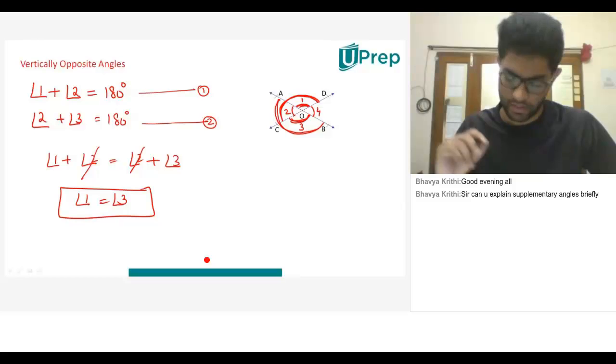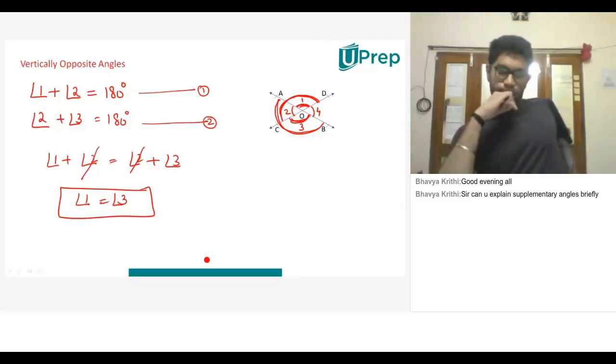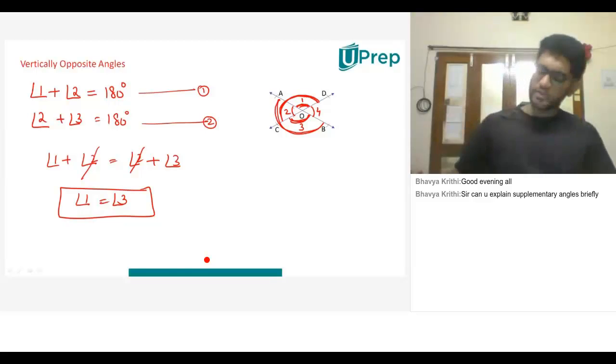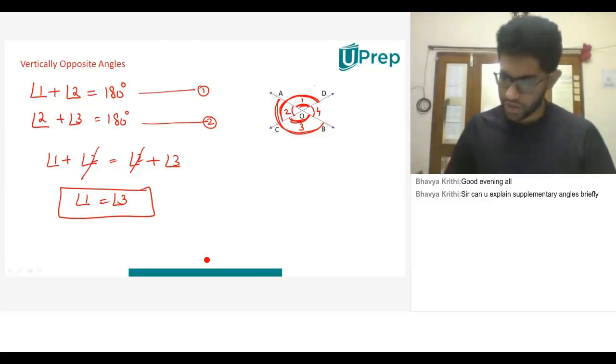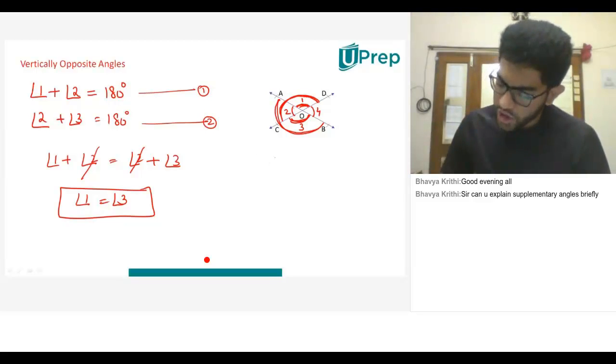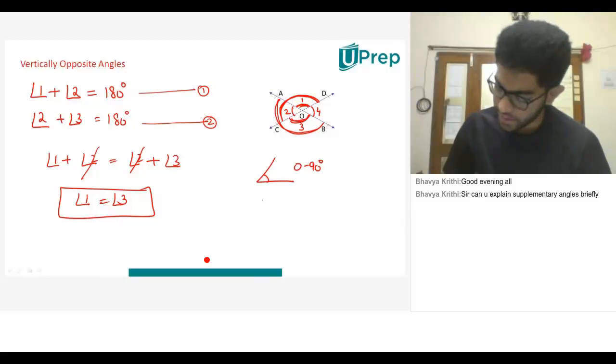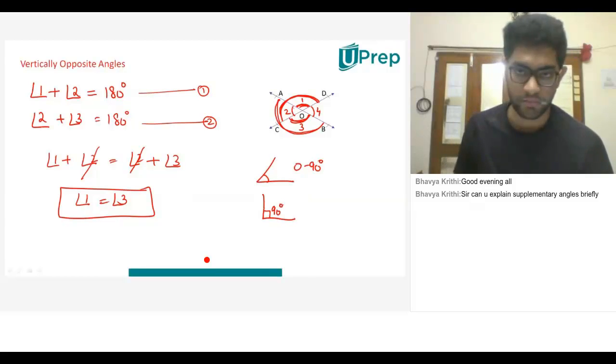Then the angles will be 90 degrees. Which angles? 1 and 3. No, they can be anything. So look, think logically. Acute angle is something like this. It is something that is between 0 to 90 degrees. What is the right angle? What is the right angle exactly equal to 90 degrees?